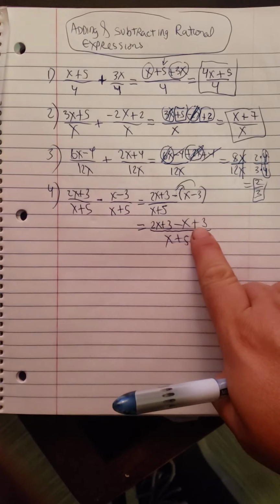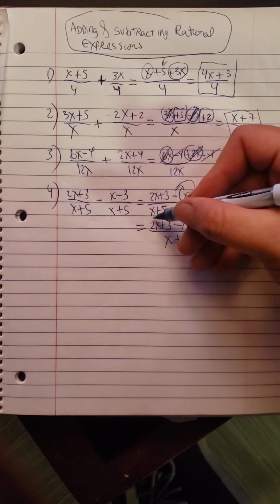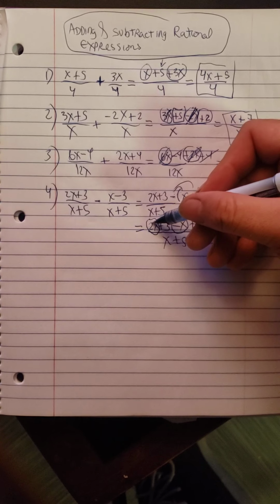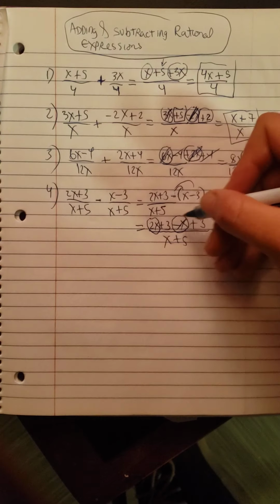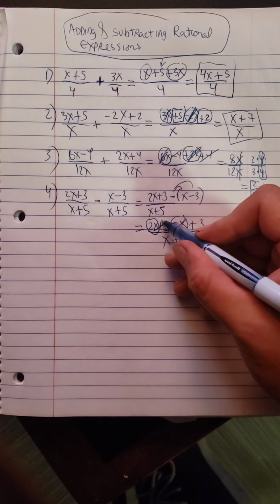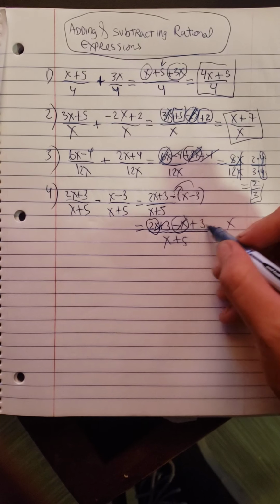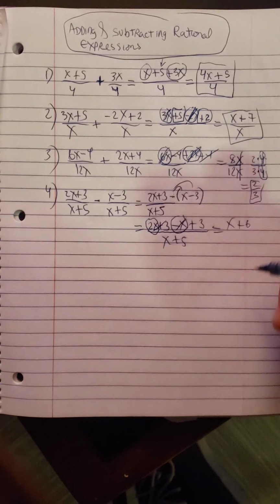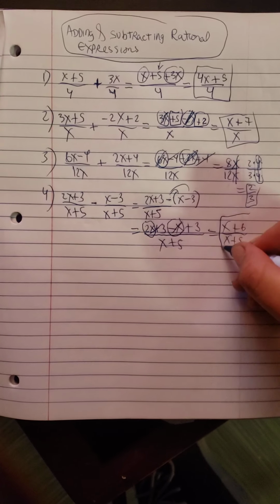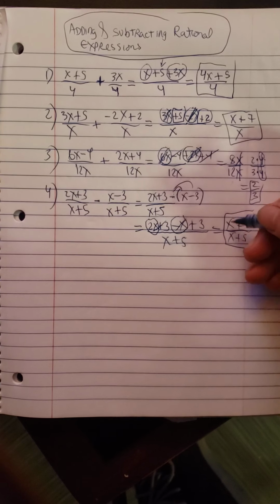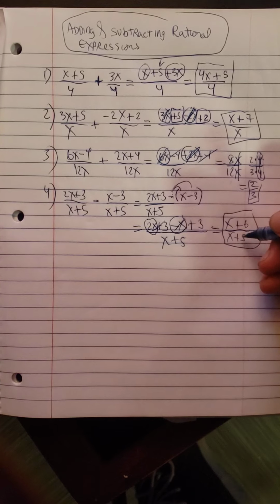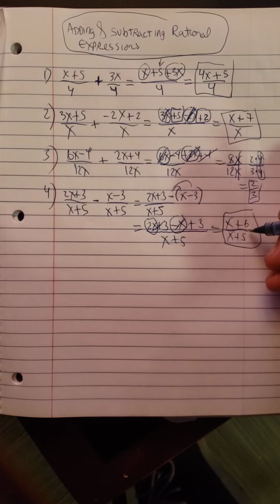Now that I don't have a parenthesis anymore, I can combine like terms. We have a positive 2x, we have a negative x. If I add 2x plus negative x, we end up with x. Then this is a plus 3, and then plus 3, that's going to be plus 6. And then we just copy the denominator. Okay, remember, you cannot cancel this because you have a plus 6 at the top and a plus 5 at the bottom. So this will be your final answer.